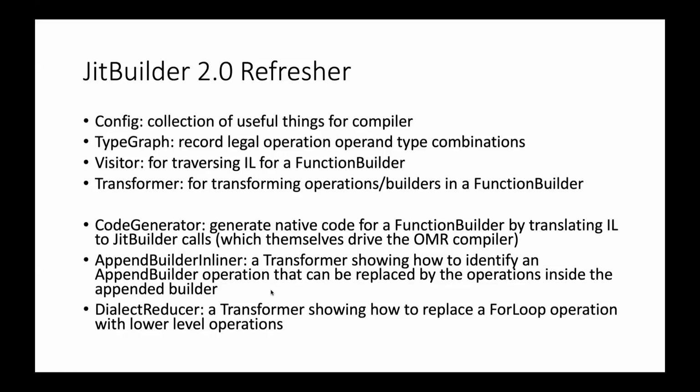I don't have a slide for this. So on Friday, I pushed to the OMR repo a new pull request that I've marked as work in progress, but it's the implementation so far at this point of JitBuilder 2.0. If you count lines of code and files, it's like 16,000 lines of code or something at this point. So it's a very substantial piece of stuff, which I don't recommend anybody go and review in detail.